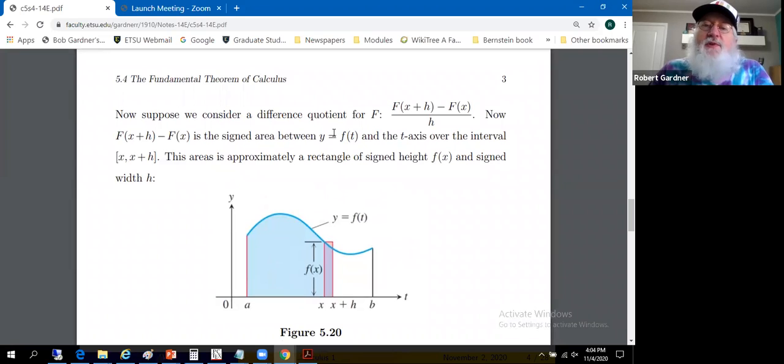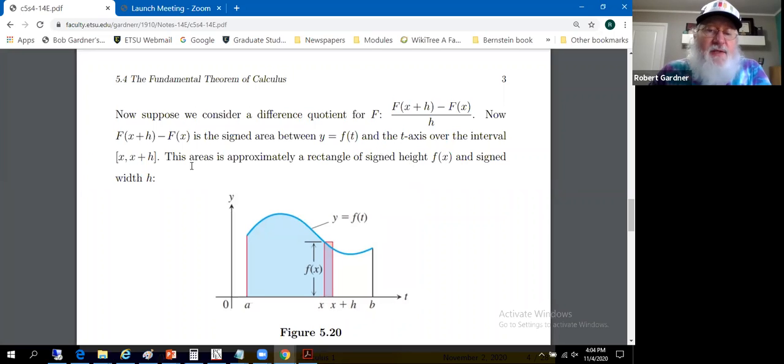Suppose we consider a difference quotient for capital F: capital F of x plus h minus capital F of x, over h. I'd like to take a limit as h approaches 0, so it's no surprise that that's coming down the road. But let's see what we get in terms of a picture for this. Now, capital F of x plus h minus capital F of x is a signed area between lowercase f, the little blue function, and, say, the t-axis. I think we introduced this in terms of a t-axis. x is playing a different role here.